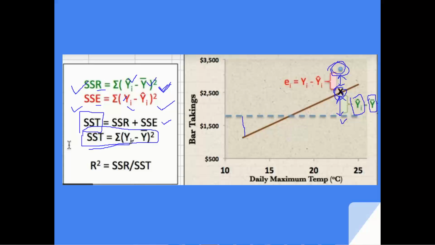Amit, is y bar a predicted value, right? No, this y bar is the mean value. Y hat is the predicted value. You see y hat is coming over here also, here in SSE. That is the predicted value, this y hat. And y bar is the average value.